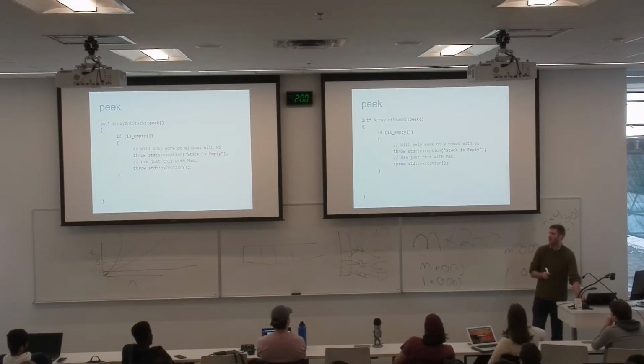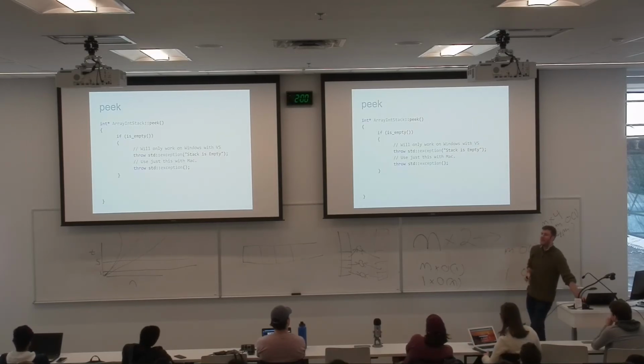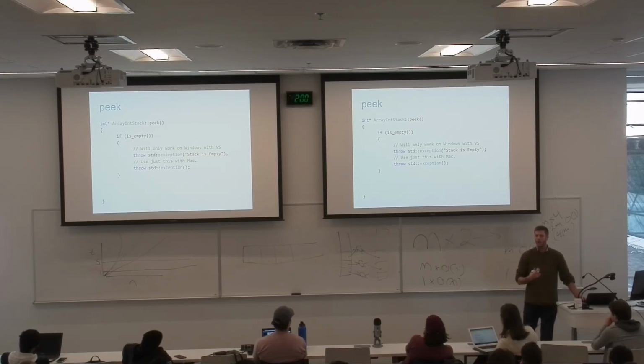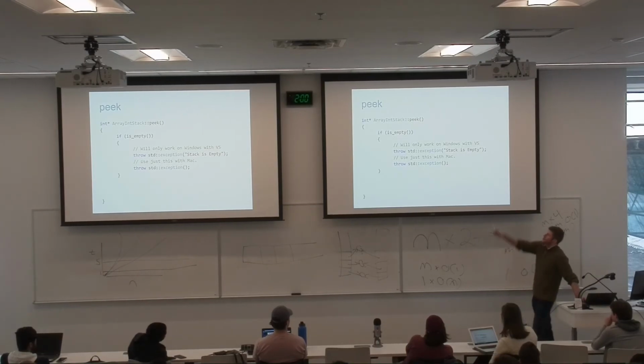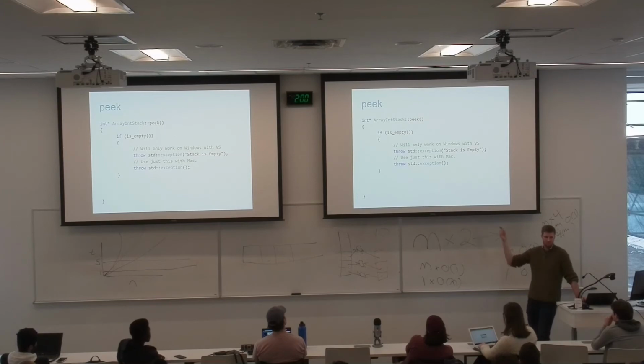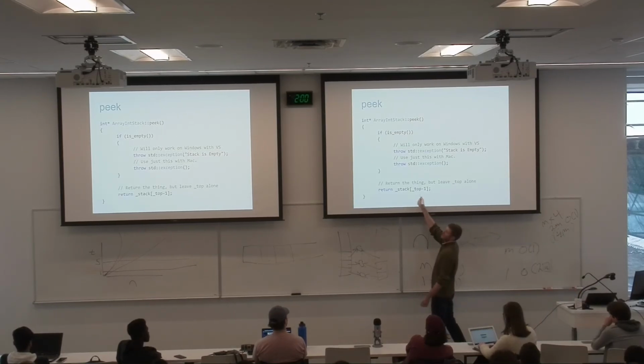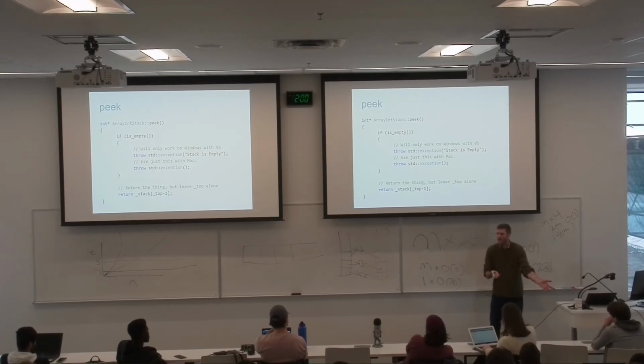So let's have a quick look at peek. We're going to do the same thing with peek. Peek, remember, is basically the same as pop, but you don't actually remove the thing. You return a pointer to the thing on top, but you leave the thing on top. So if you try to peek with an empty stack, okay, exceptions. But otherwise, just return this at top -1, but leave top where it is. Don't remove the thing. Just return that pointer.